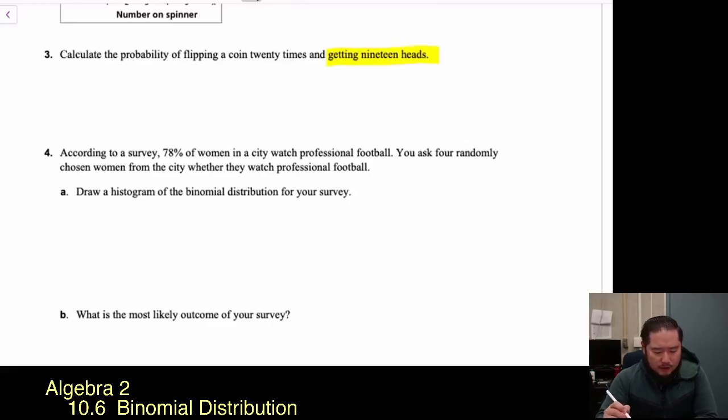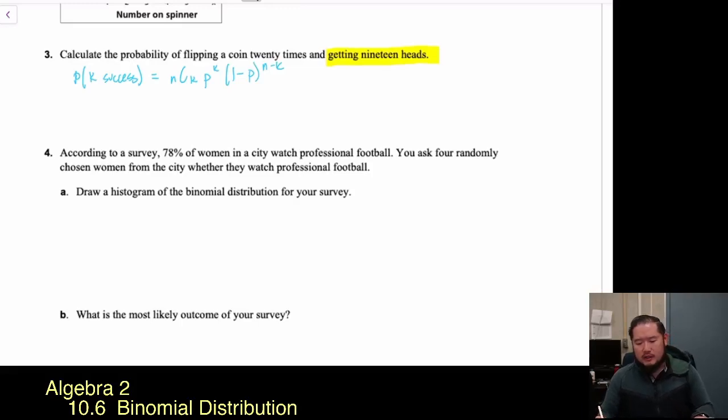So let's go back to our equation. The probability of k successes is equal to n choose k, k being the successes, times p to the k power, times 1 minus p to the n minus k power. This will help us find the probability of flipping a coin.